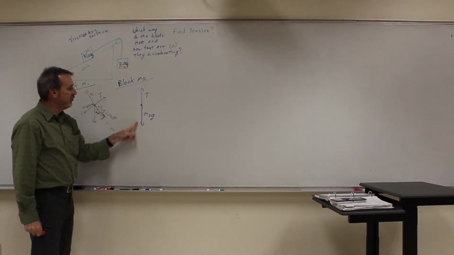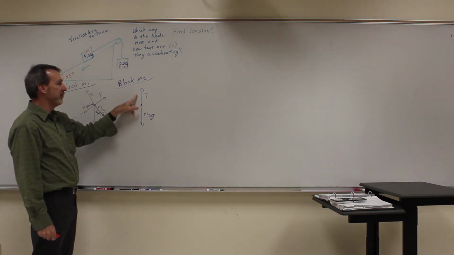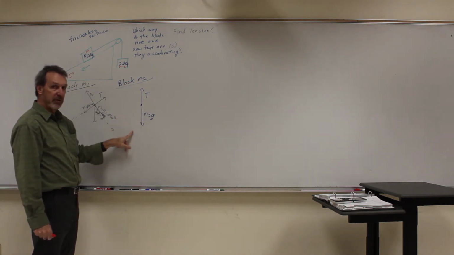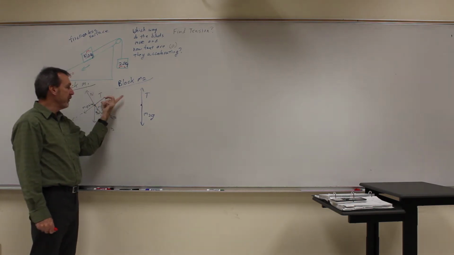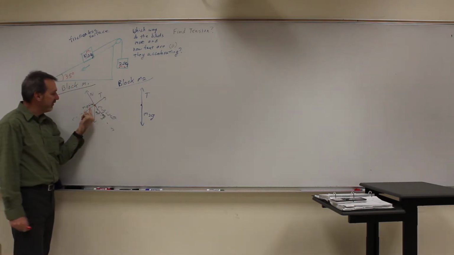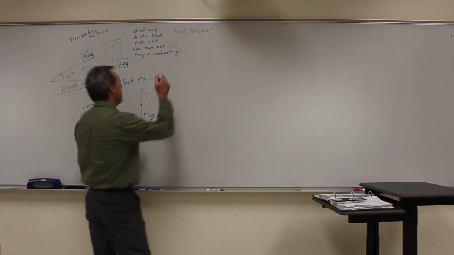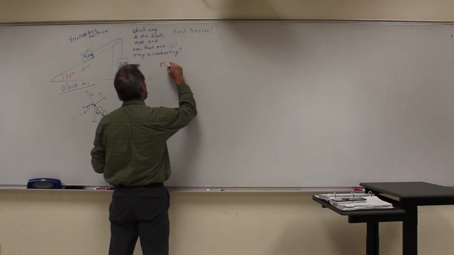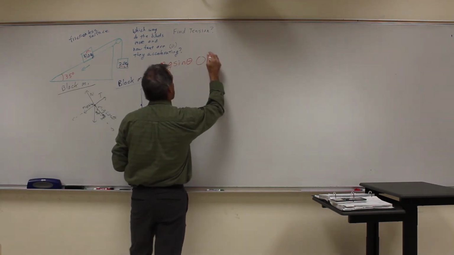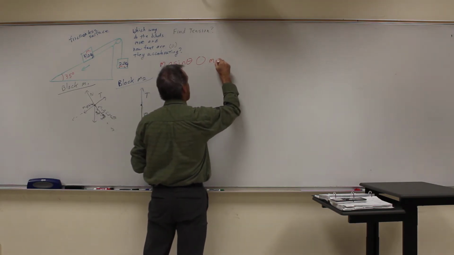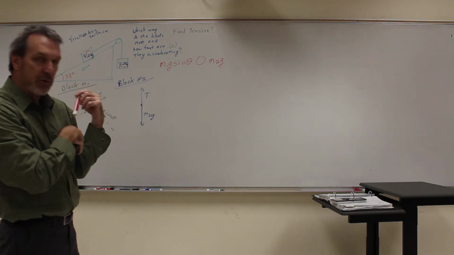Well, if you notice, M2g here and tension determine which way this moves. If tension is bigger, it's going to move up. If M2g is bigger, it's going to move down. But that tension is equal to that tension. So if those two tensions are equal, what we really have to do is see whether this part is bigger than that part, or vice versa. So what we're really trying to find is whether M1g sine theta is greater than, equal to, or less than M2g, because that will determine which way the block is going to move.